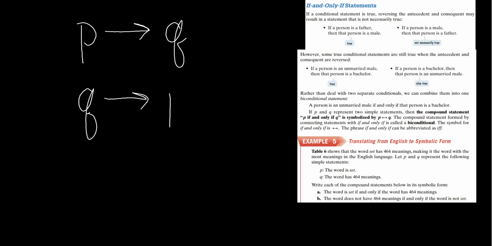Right here, start from the tippy top, an if and only if statement. If a conditional statement is true, then reversing the antecedent and consequent may result in a statement that is not necessarily true. So if a person is a father, then that person is a male. If a person is a male, then that person is a father. So again, it's not necessarily true. Let's write this in letters here: if P implies Q, it is not necessarily true that Q implies P.